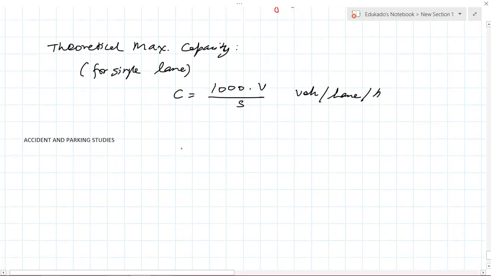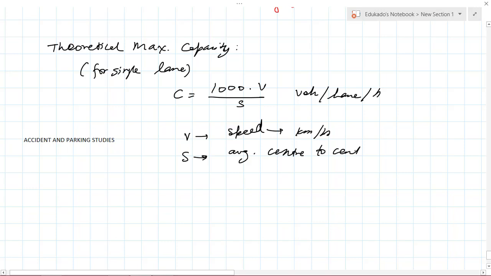So this V is the speed, and that too in kilometers per hour. Alright, and that S is the average center to center spacing of vehicles.